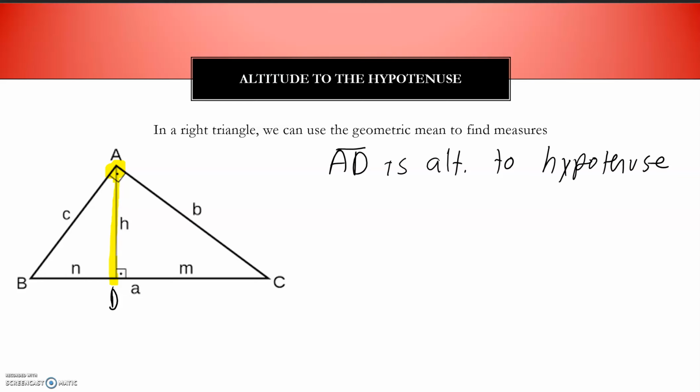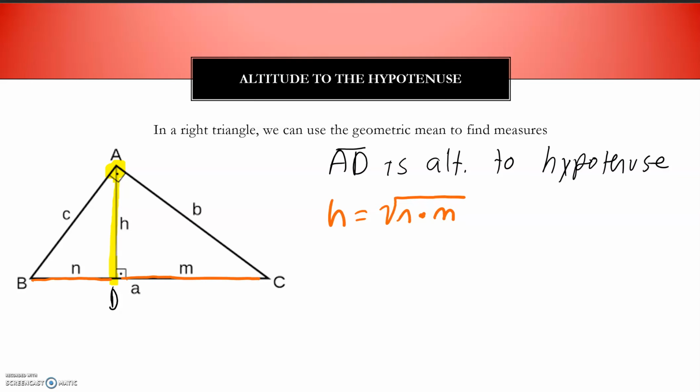And so we have a couple formulas. So we can say that the altitude itself, that has the value h, is equal to the geometric mean of the two pieces of the hypotenuse together. So I'm going to trace over those. N times m.